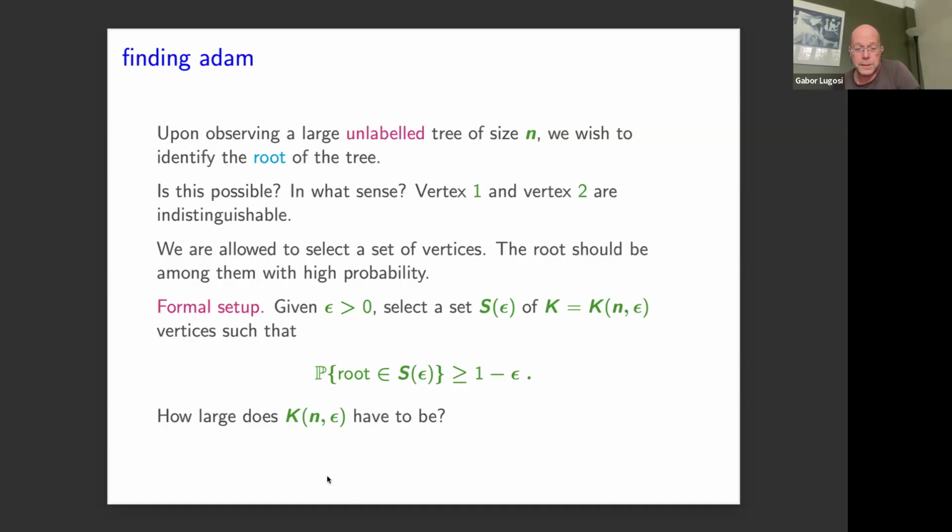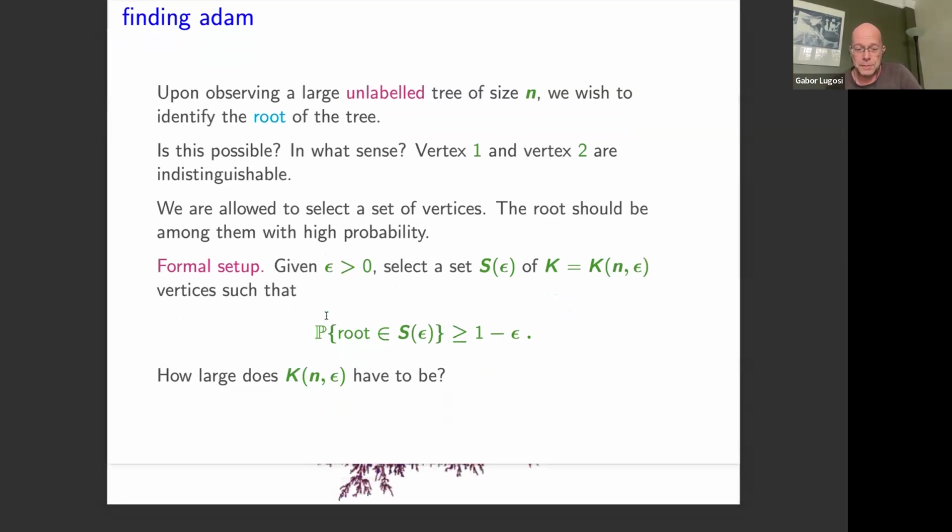So the obvious question is how large does this k have to be, such that we can confidently say that the root vertex is in the set of vertices that we find. The two parameters of this model are n and epsilon. n is the number of vertices, the size of the tree, and epsilon is the probability of error. Let me know if this is unclear.